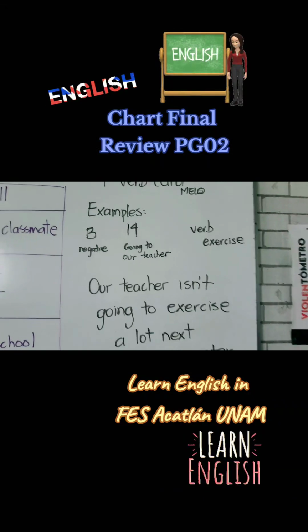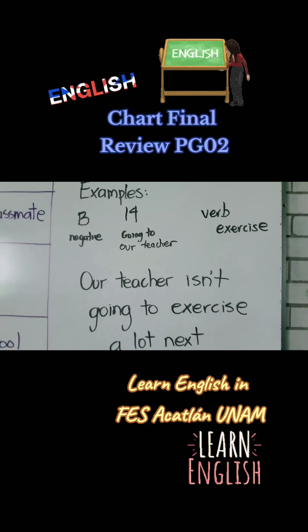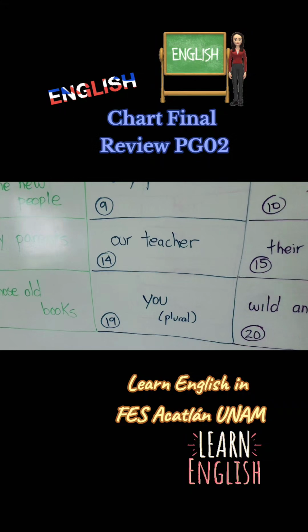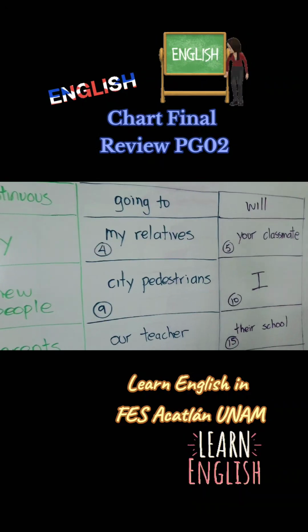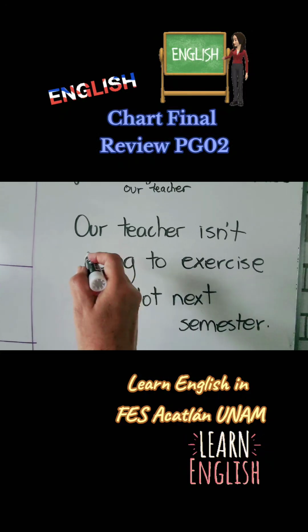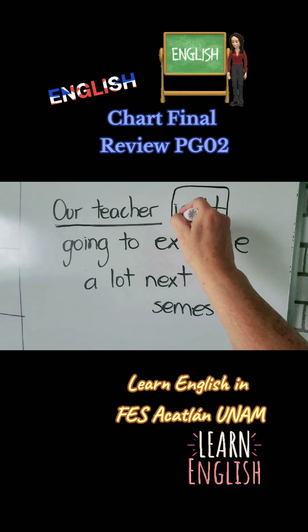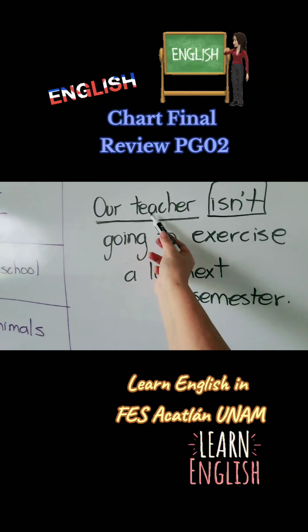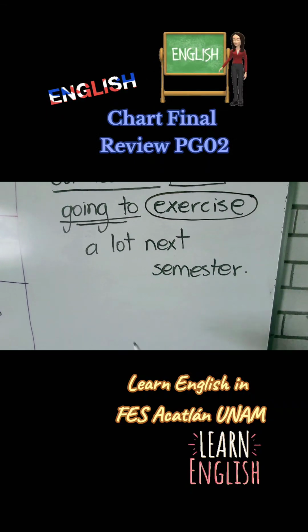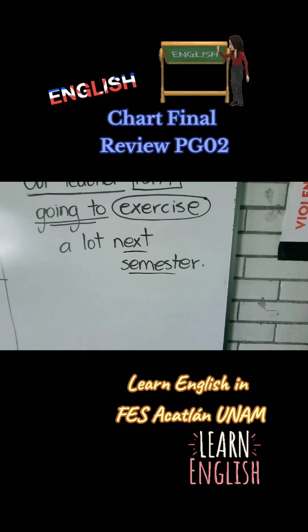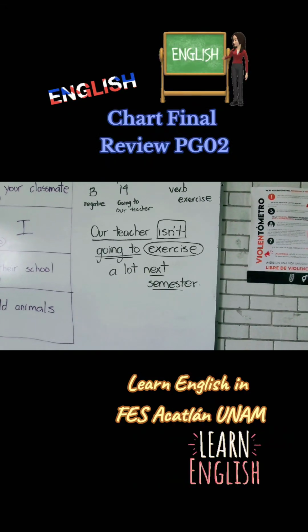Okay, so the last example is B, negative, 14, going to, verb exercise. Okay, so 14, our teacher, and B is negative and is going to. So we have our teacher, that is the subject, is going to, with is because it's singular, she or he, and then the verb exercise a lot next semester, okay? So remember we use these ones for plans, yeah? So that's why I wrote next semester.